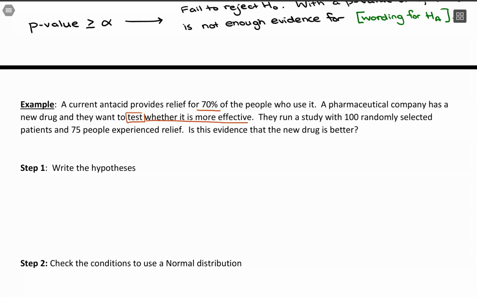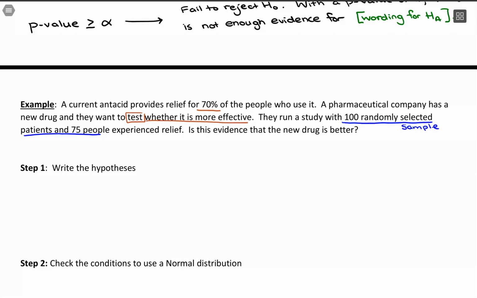Then they run a study with 100 randomly selected patients and 75 experienced relief. This right here is our sample data. So we have our sample data coming through there. And we want to see, is this evidence that the new drug is better?